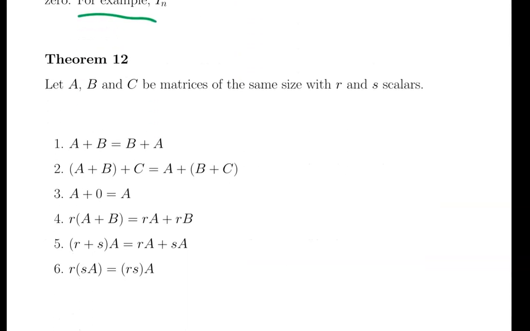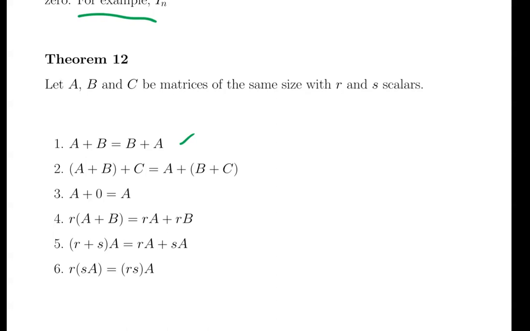So we have three matrices, A, B, and C, of the same size. All this is defined, and R and S are just scalars. Notice here we have commutativity of addition. These seem kind of basic, which is fine. I'm going to go through these very quickly because you're going to see that some basic stuff we're used to, we don't get for free here with matrices.